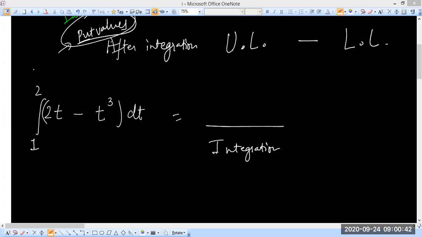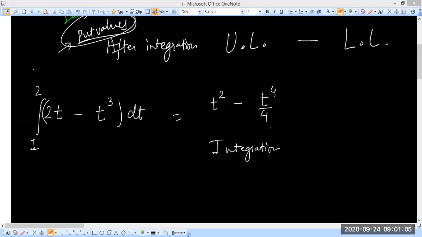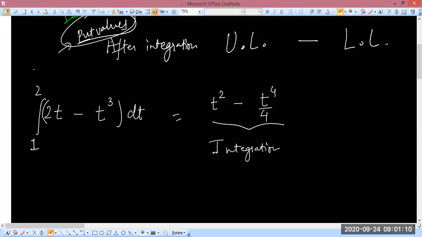t square minus t raised to 4 by 4. This is what you will get after integration. Is that okay? Vedant, I don't know the answer actually. I'll have to do it, only then I'll know the answer. I hope this step is clear. You have to get this right. This is the first thing. Without this, you will not get the correct answer.